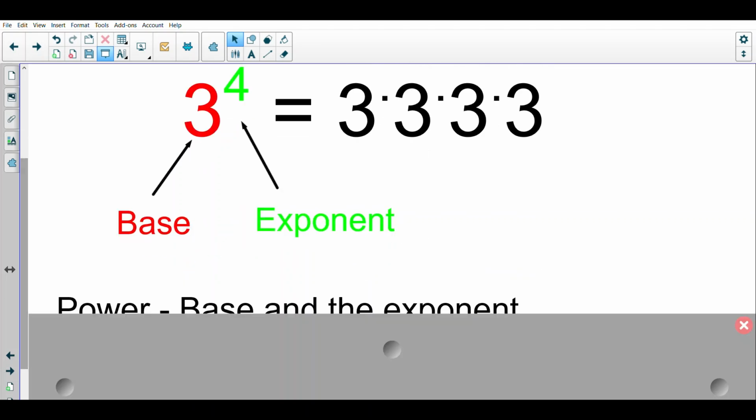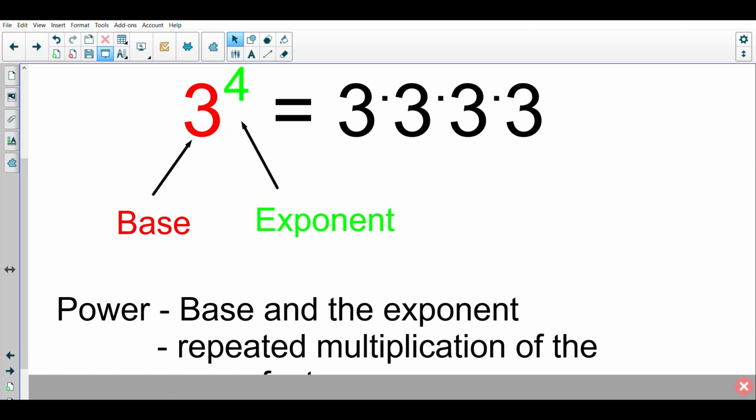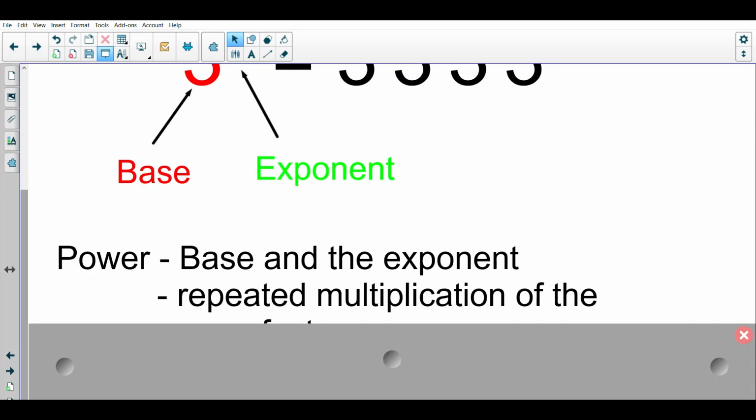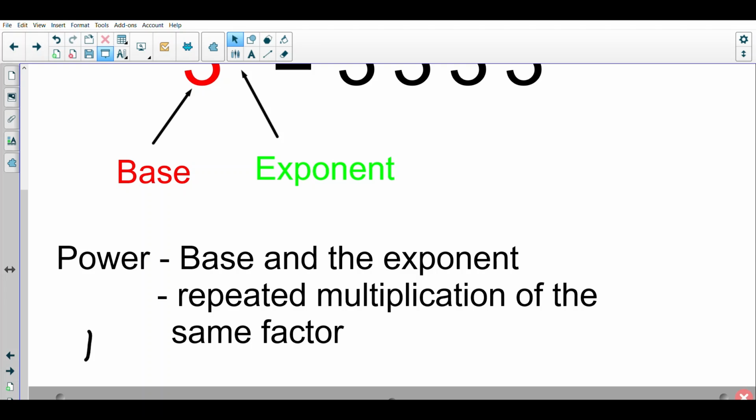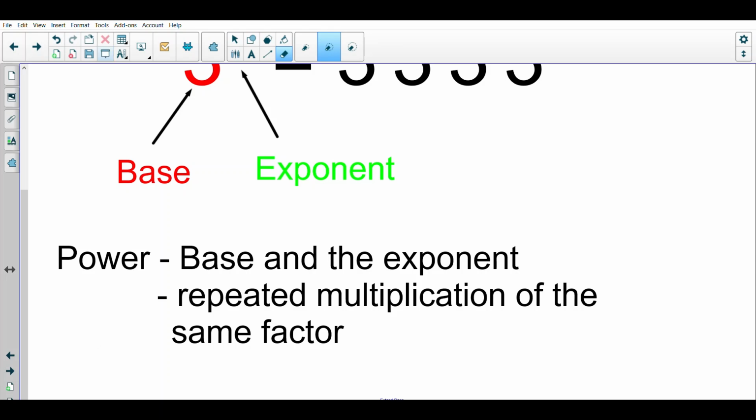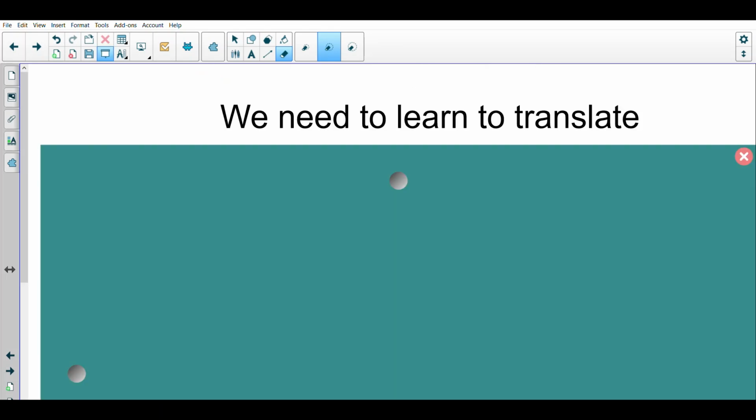Using this information, a power is a base and an exponent together. It just means repeated multiplication of the same exact factor. So in this case it was 3 to the 4th, so it meant 3 times 3 times 3 times 3. The next thing we need to do is learn how to translate.